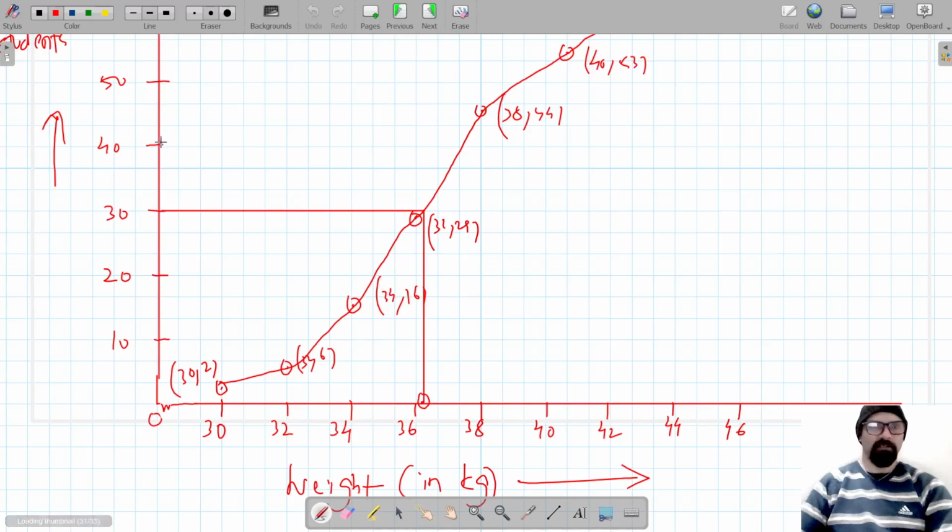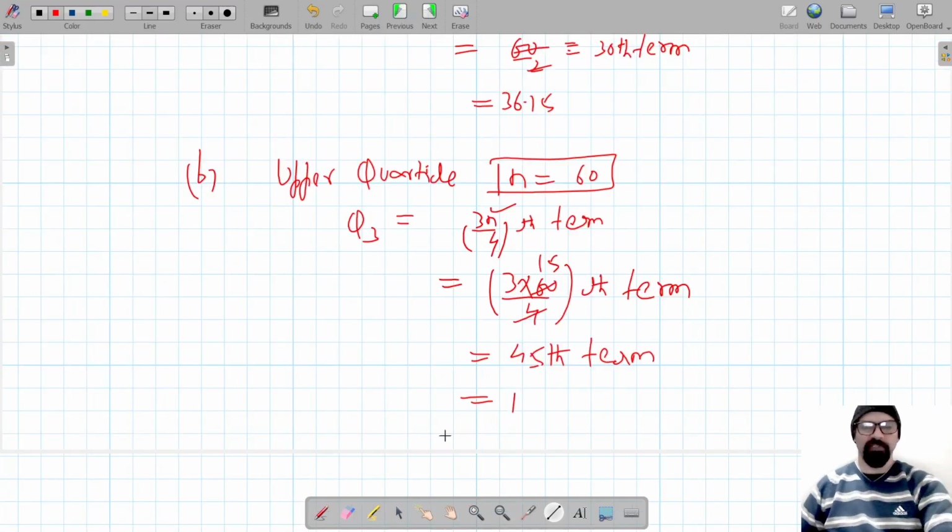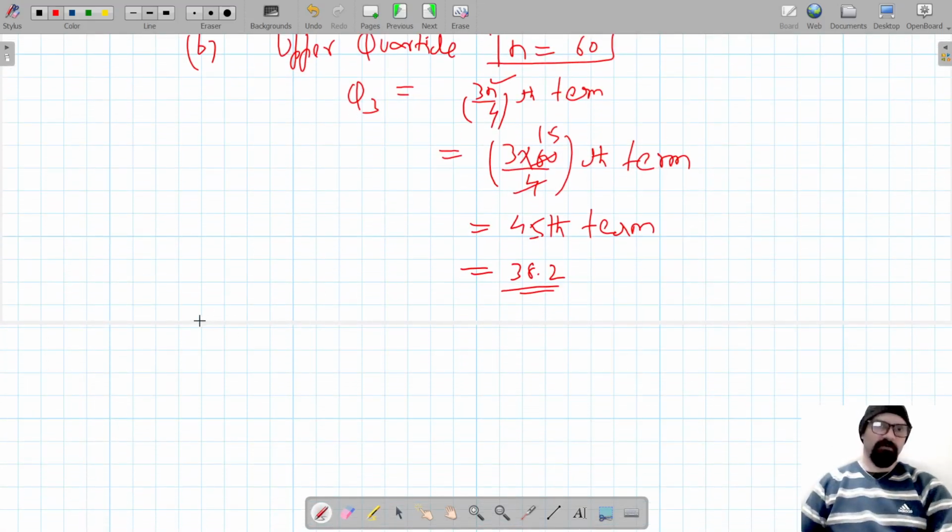Let's take 45 here, and if we draw a perpendicular line and take it to the x-axis, it comes out to be somewhat 0.2 greater than 38. So this is 38.2 approximately. Okay, now for part C.